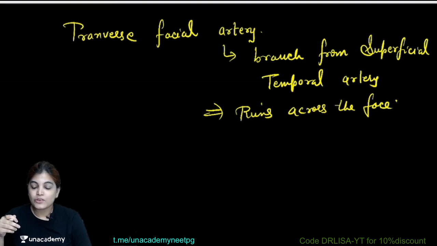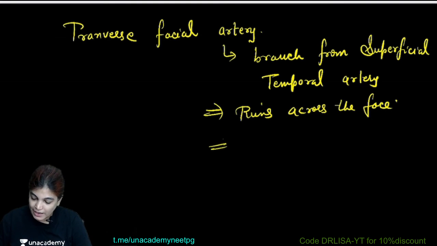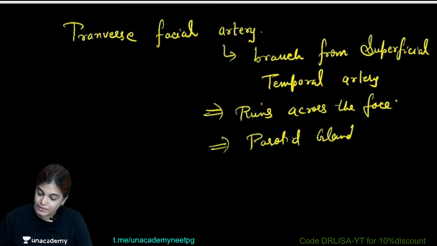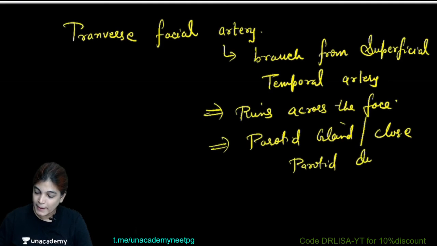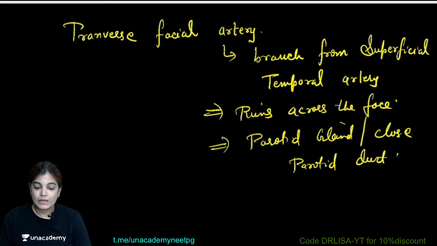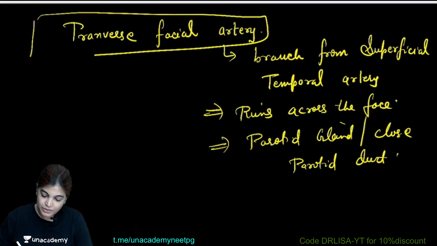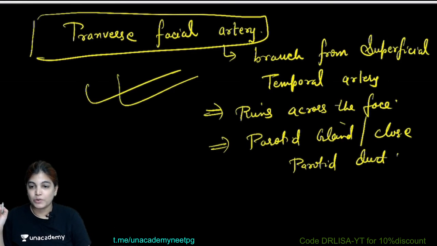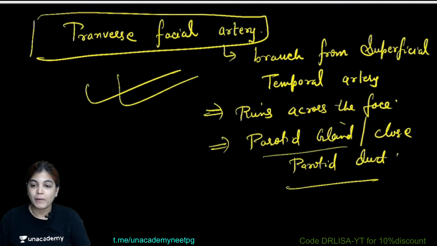Okay, so actually what happens, it runs across the face and it is going along with the parotid gland and in relation to the parotid duct. So it traverses along the parotid gland and it also lies close to the parotid duct. So yes, if we talk about the blood supply of the parotid gland and parotid duct, that will be the transverse facial artery, which itself is a branch of the superficial temporal artery. But the superficial temporal artery is not directly giving blood supply to the parotid gland or parotid duct.